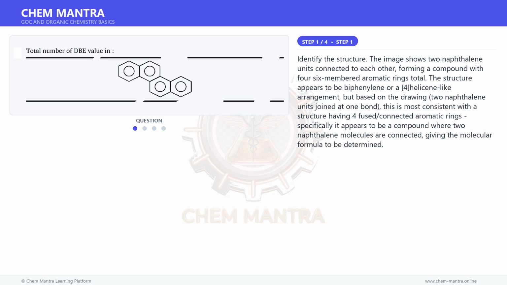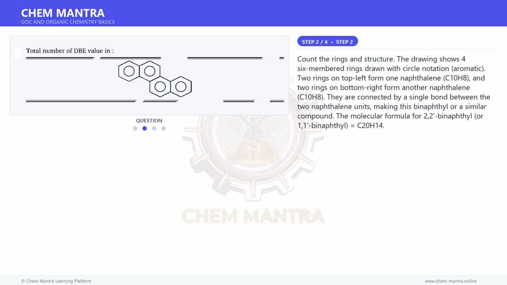Identify the structure. The image shows two naphthalene units connected to each other, forming a compound with 4 six-membered aromatic rings total. The structure appears to be biphenylene or a helicene-like arrangement, but based on the drawing, two naphthalene units joined at one bond, this is most consistent with a structure having 4 fused connected aromatic rings. Specifically, it appears to be a compound where two naphthalene molecules are connected, giving the molecular formula to be determined.